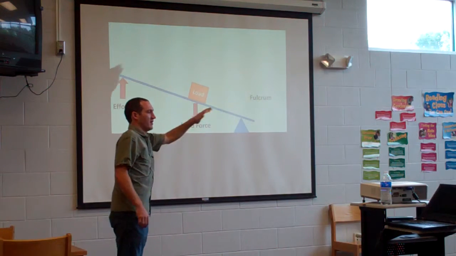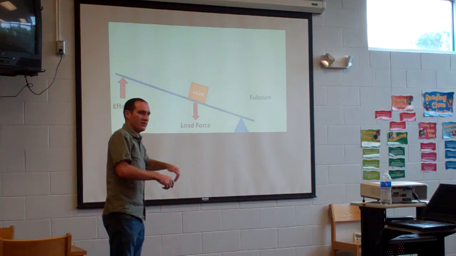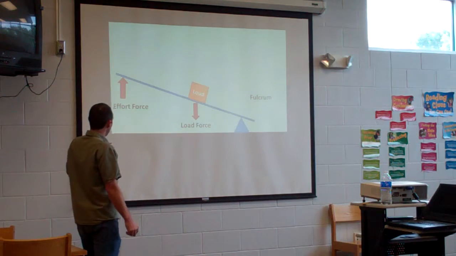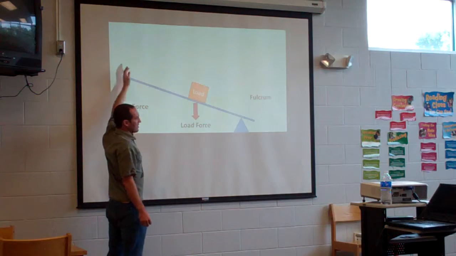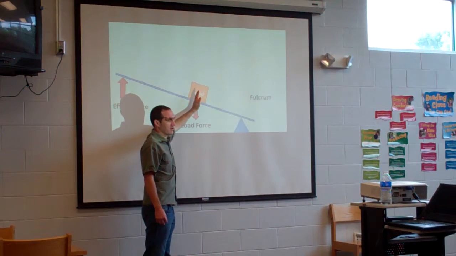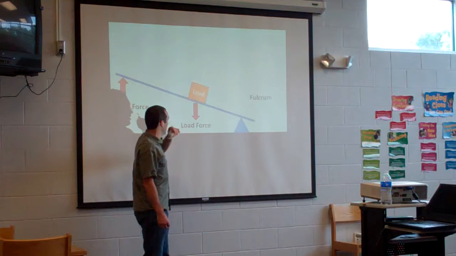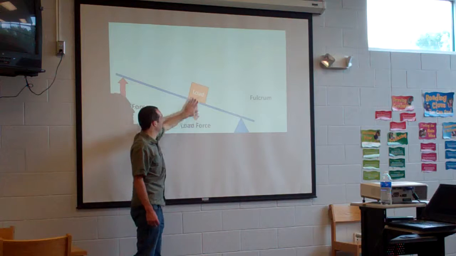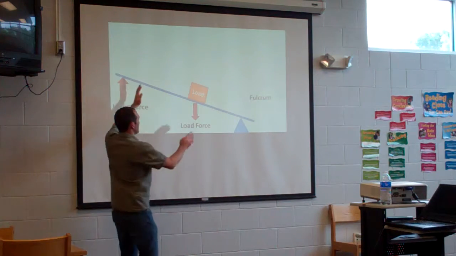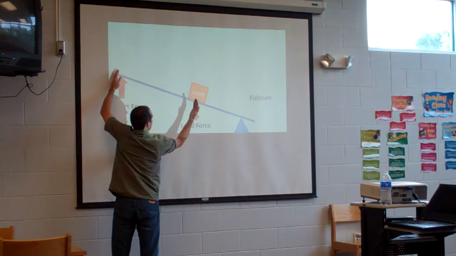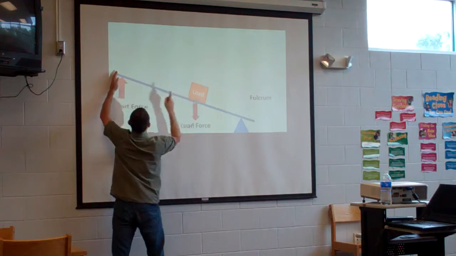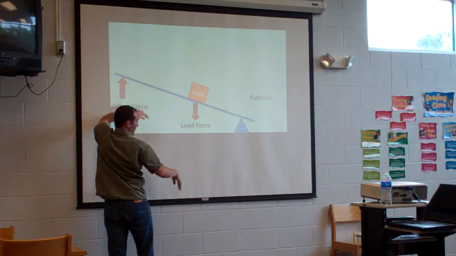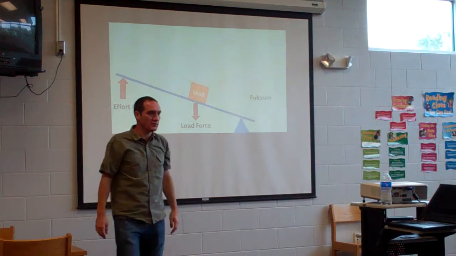Your pivot is all the way over, your effort's all the way out here, and your load's in between. Okay? So again, your effort force is moving a long distance, your load's moving a shorter distance. But you're amplifying the force you apply here, essentially by the ratio of the distance from the fulcrum to your effort and the distance from your fulcrum to the load. That's your mechanical advantage.